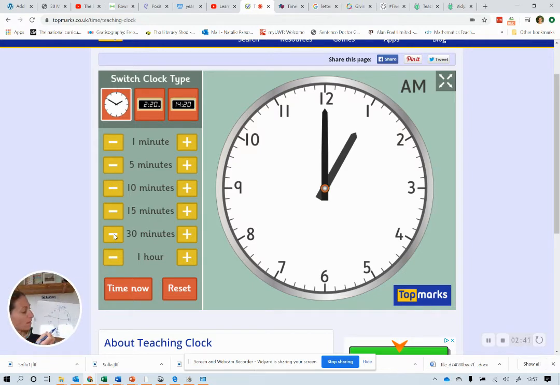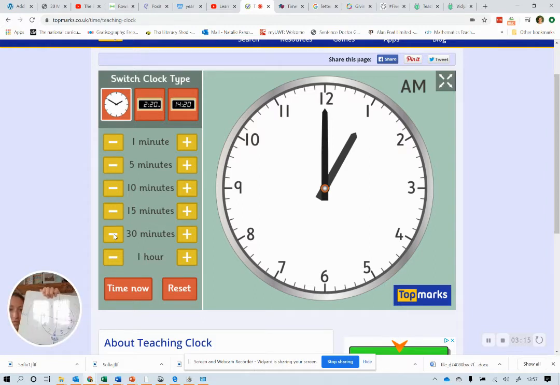Now, anything on this side of the clock, we say it's past, don't we? And anything on this side of the clock we call to. Okay, we say it's to the hour or past the hour. Okay, so we're looking here. How far, if this minute hand, or maybe I can change colour and make it easier. I'm going to pop it in pink. If my minute hand has moved from here all the way to here, how far has it travelled?